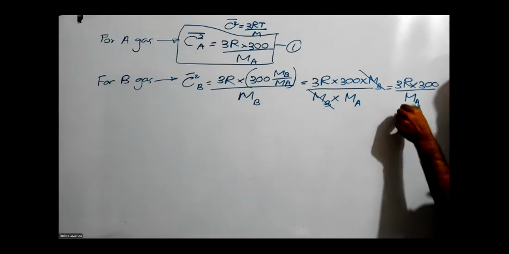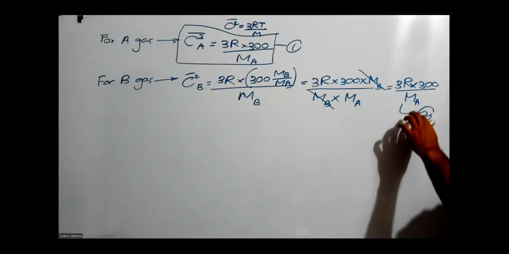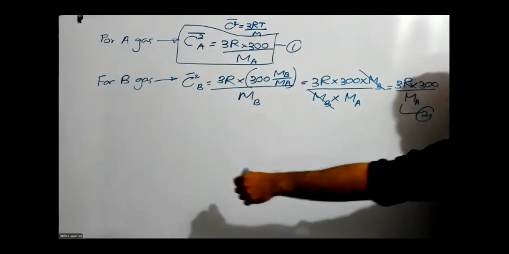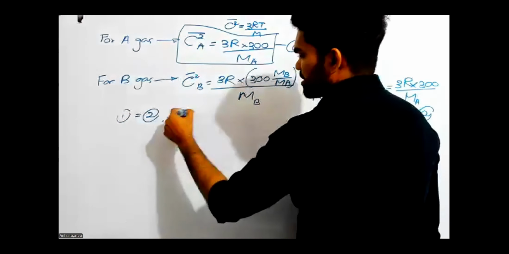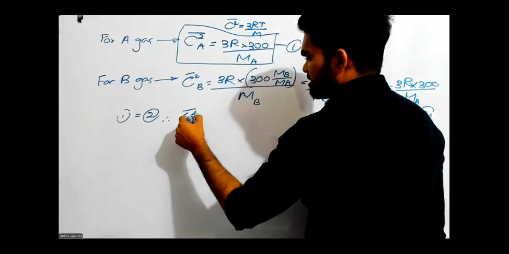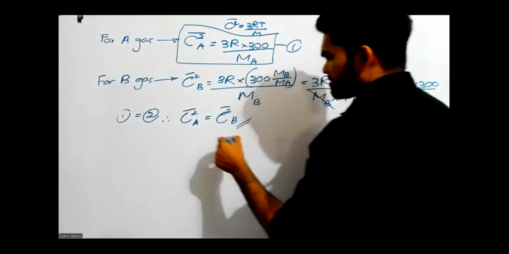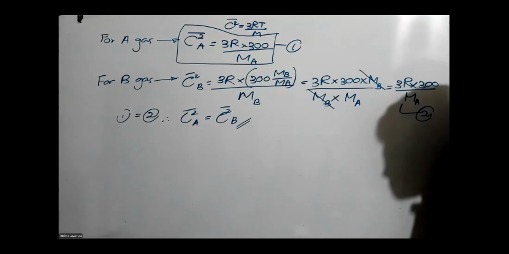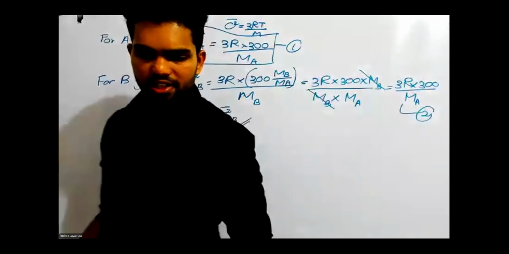So now you can see these two are equal. Simply, this part is equal to the other part. So you can simply say, therefore, C square bar A equals C square bar B. That's it. Understood? It's very easy. I hope it is clear to you all.